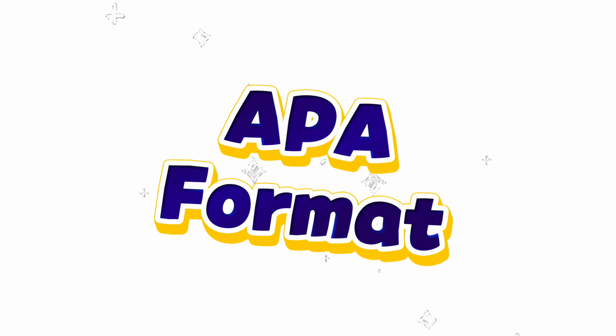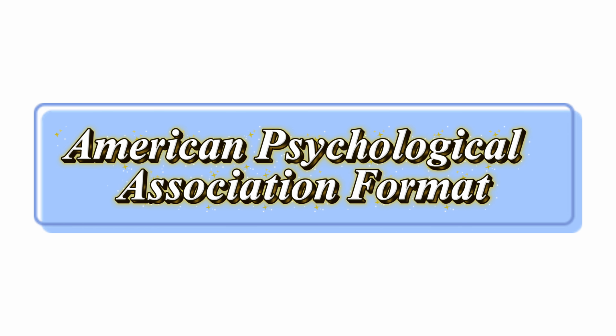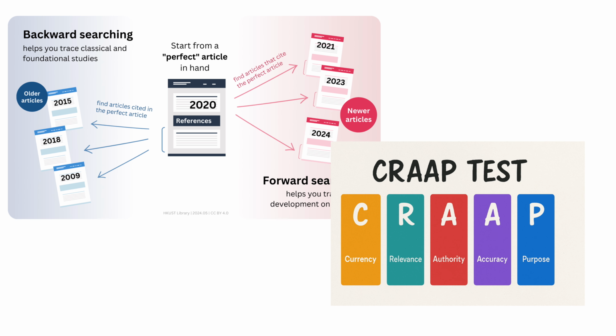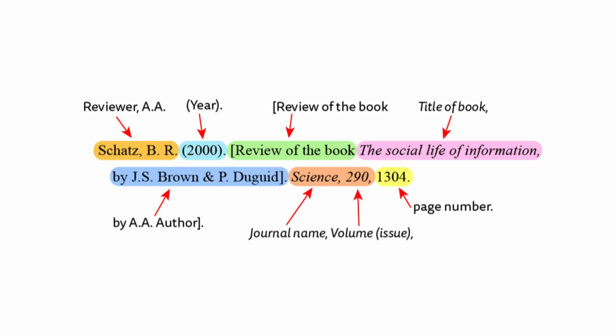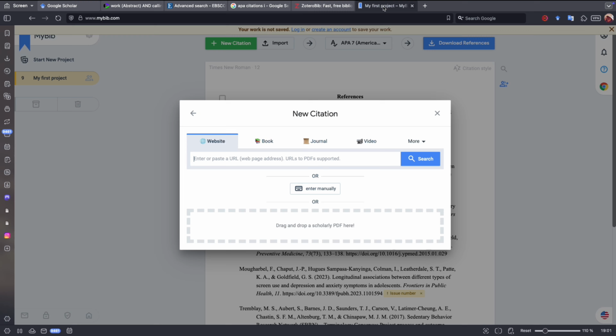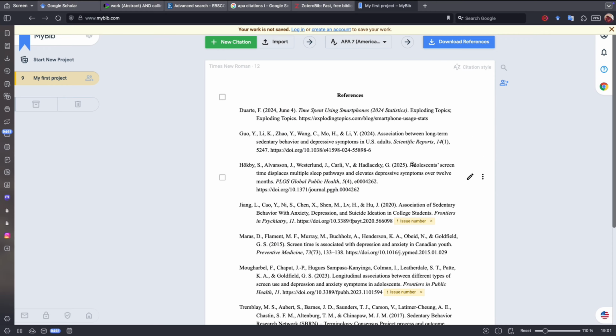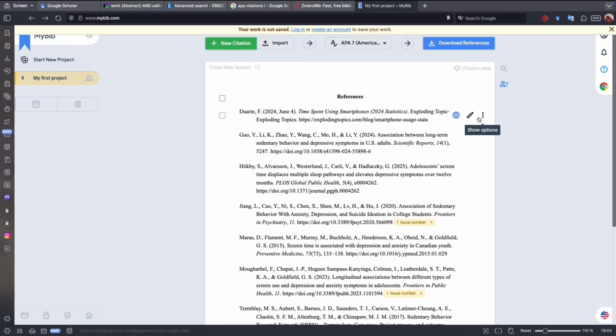You've probably heard of APA format, which stands for American Psychological Association format. We've learned how to search for and evaluate articles. Now let's briefly touch on how to cite them. Here's an example of an APA citation. You will never have to manually create these yourself. I recommend using ZoteroBib or MyBib to generate your citation list, but always be sure to check them afterward for proper citation.